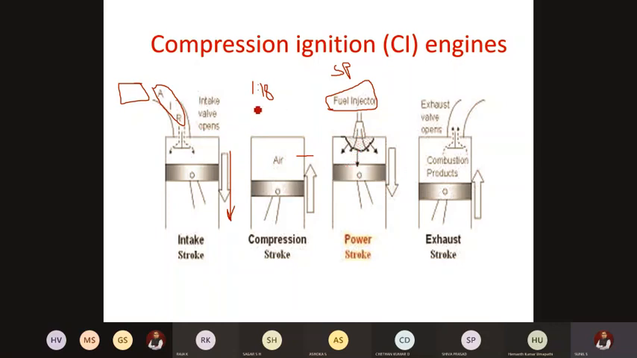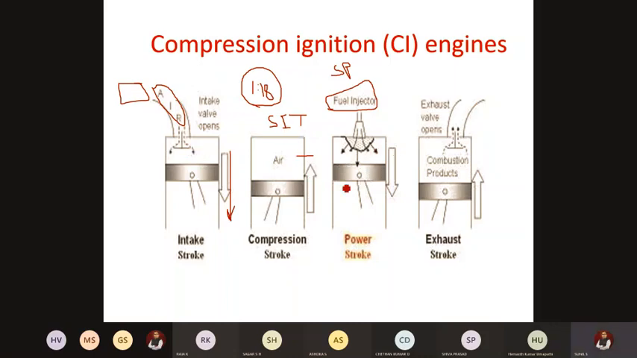See, the air will be compressed to very high compression ratios, so that the air temperature will be higher than the fuel's self-ignition temperature. We call it SIT, self-ignition temperature. What is the self-ignition temperature? The temperature at which the fuel catches fire by itself and starts burning. Right? So that is called the self-ignition temperature.